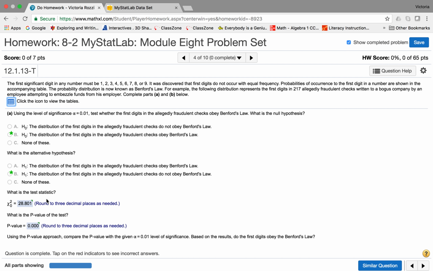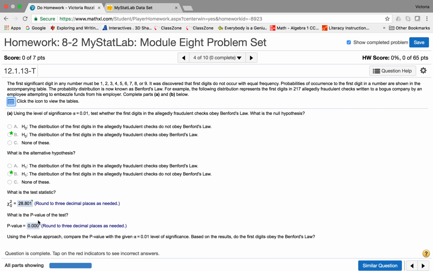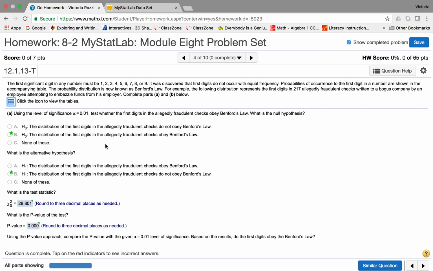So let me see what they wanted us to round to here. So here they wanted us to round to 3 decimal places, so you see they put 28.801, and that was because this digit here was a 6, so they rounded this 0 to a 1. And then your p-value, they also wanted you to round to 3 decimal places, so this was 0.0003, so they just rounded that to 0.000. And that's how you get those two values.